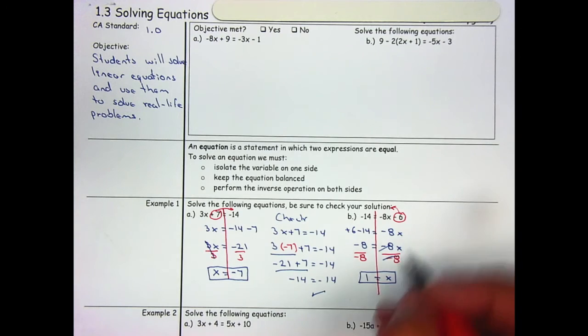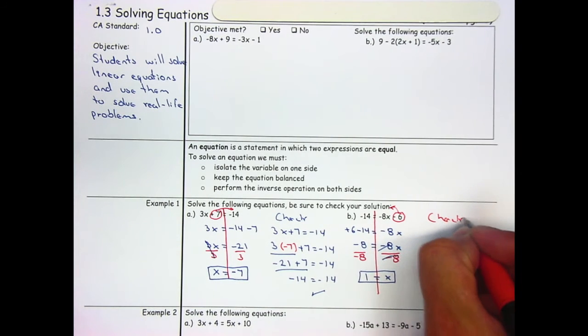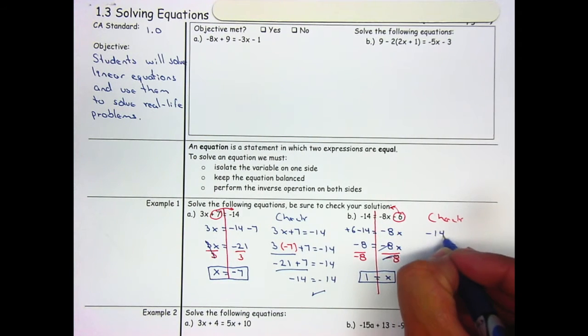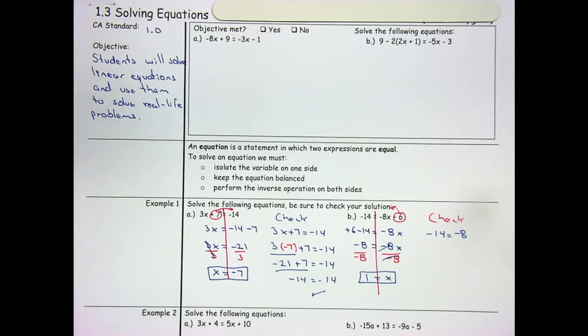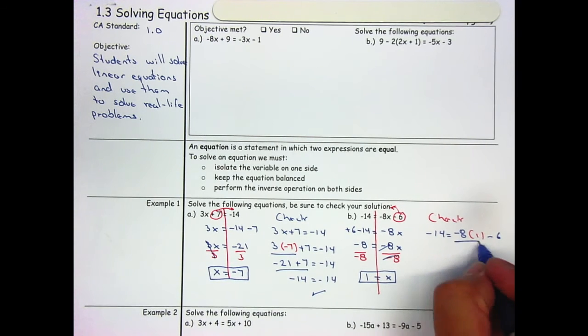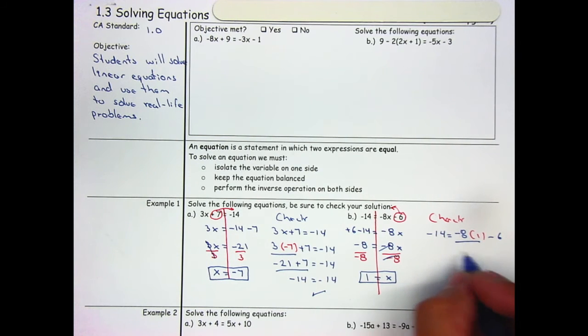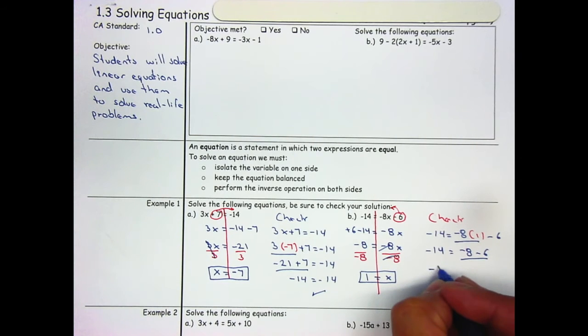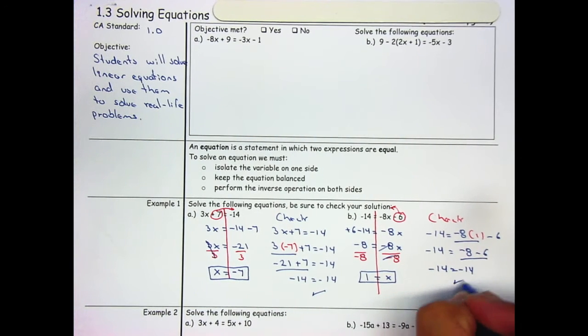Now to check my answer, I'm going to plug a 1 into the equation. I have negative 14 is equal to negative 8. Instead of the x, I'm going to replace it with a 1 and then minus 6. Notice I'm going to simplify. I'm not going to solve the equation. I just want us to be able to simplify the right-hand side to make sure that it's equal to negative 14, that we have a true statement at the very end. Negative 8 minus 6. I'm going to simplify the right-hand side. Negative 14 is equal to negative 14, and that's correct.